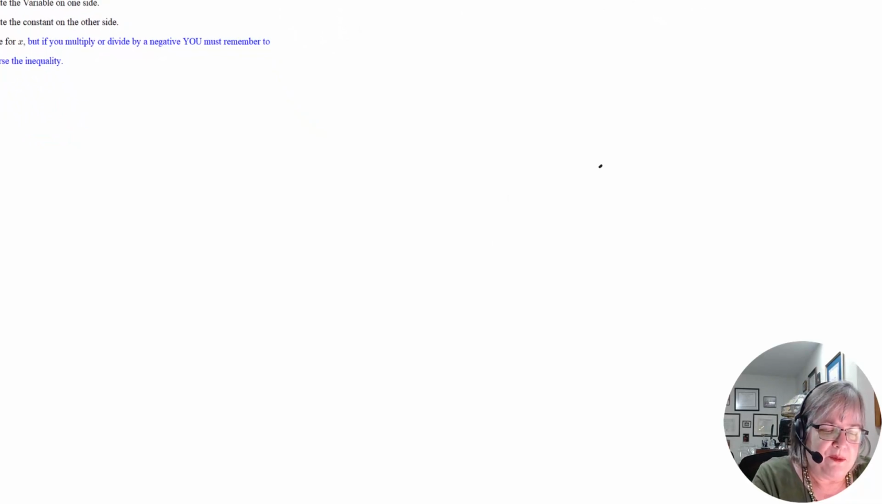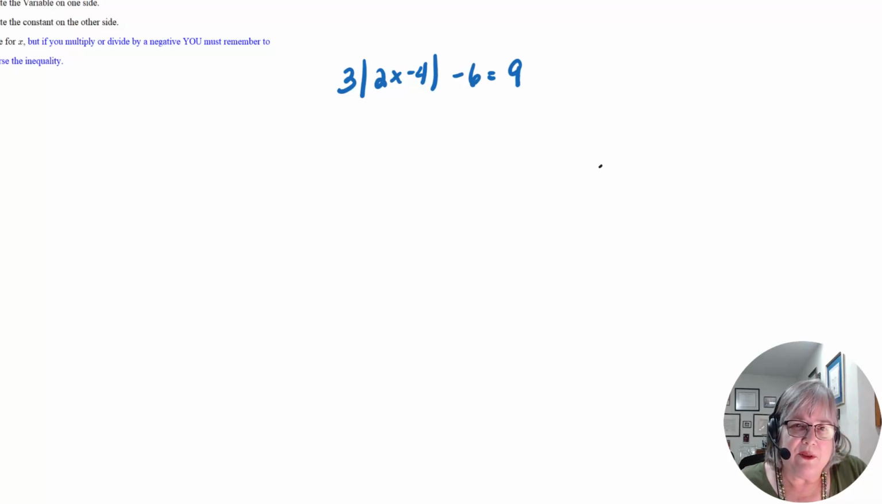Let's try one that's a little bit more difficult. What if we have 3 times the absolute value of 2x minus 4, minus 6, equals 9? So let's try that list on for size. I'm going to say it to you, but normally you would write it and set it down next to your problems and keep looking back at it, trying to memorize it, because you won't be allowed to bring it in on the test. So you memorize it.